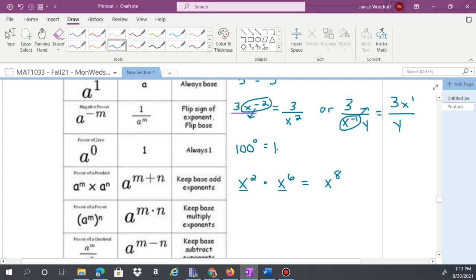Now, the power rule will tell you that if you have parentheses and you have an exponent being raised to another exponent, you will multiply. So that's like saying if I have x squared to the 6th, that's x squared 6 times. If I wrote that out, that would be x squared, x squared, x squared, x squared, x squared, x squared. So there I would multiply, and I get x to the 12th. So if they're separated with parentheses, you multiply. If they're not, you add.